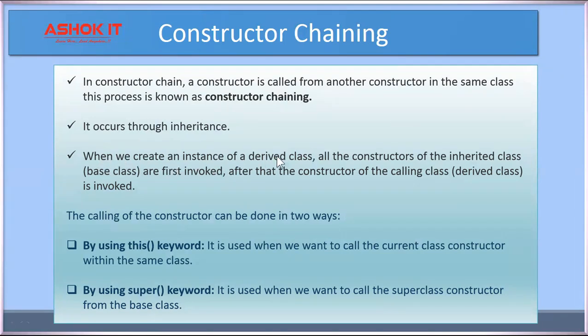And when we create an instance of a derived class, all the constructors of the inherited class, that is the base class, are first invoked. After that, the constructor of the calling class, that is a child class or a derived class, is invoked. And we can call the constructor using the this keyword or the super keyword. So in the same class, if we are calling the constructor, we can use the this keyword. And if in a child class we are calling a constructor, then we can use the super keyword.